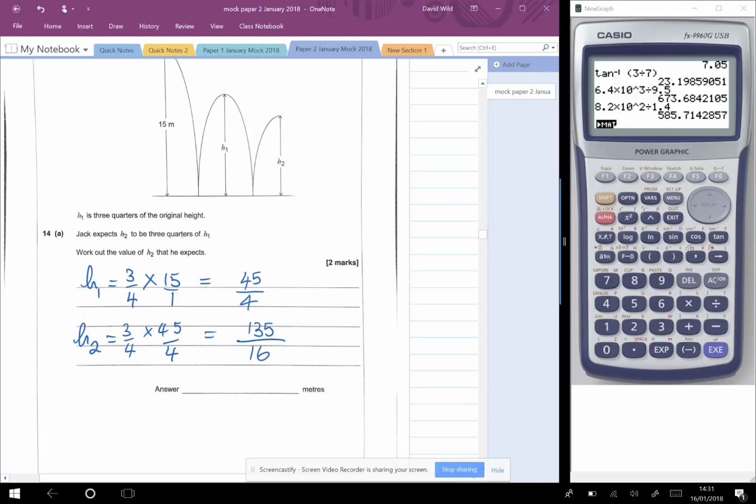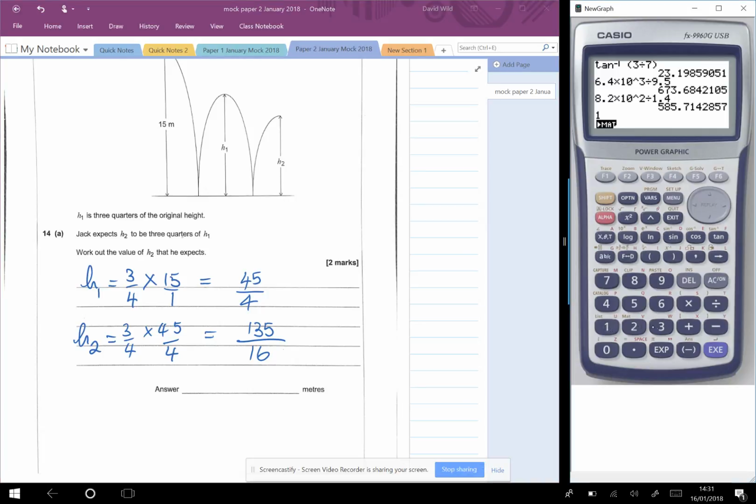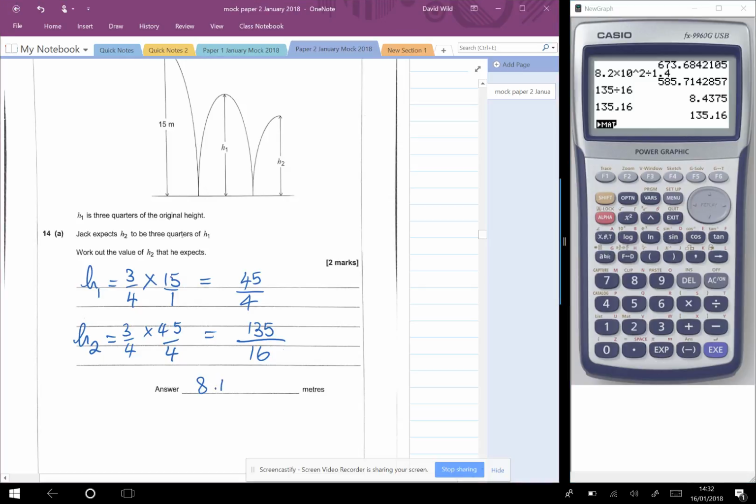16. And we could put that as a decimal if you wanted to. It's 8.4375. You could also put it as a fraction if you wanted to. 135 over 16 doesn't cancel down. I think that would be an acceptable answer. But you might want to write 8.4375 meters, since we'd already calculated that.